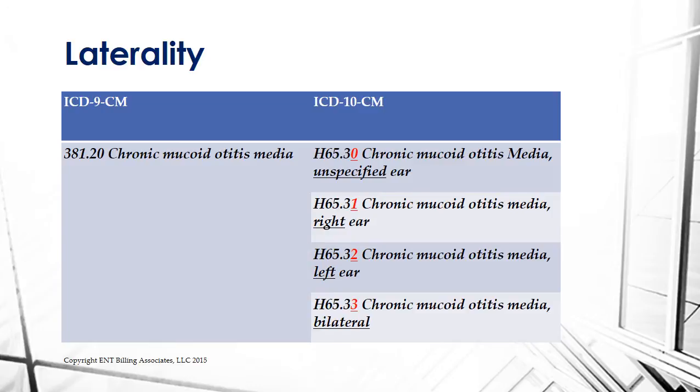There's an unspecified, a right ear, a left ear, and a bilateral code. In this specific instance, the 5th digit is being used to signify laterality. Here, to show you that, we've highlighted that 5th digit in red. So for all codes that possess a laterality component, a 0 or 9 will be used to signify unspecified, 1 will be used to signify the right side, 2 for the left side, and 3 will be used to represent a condition that is found bilaterally.